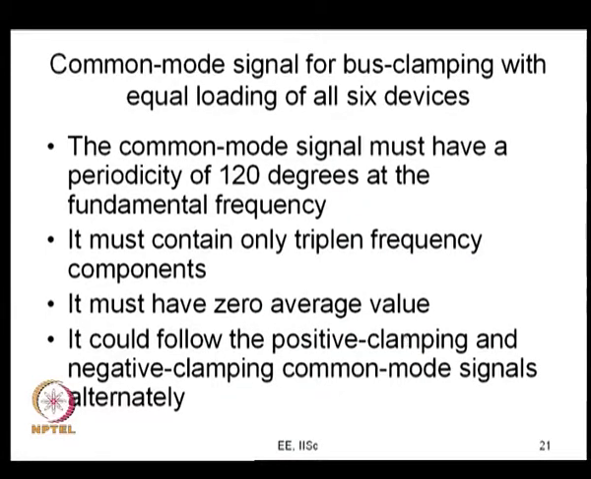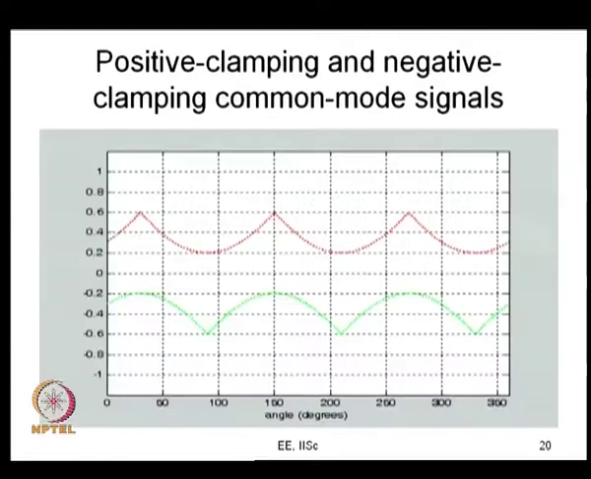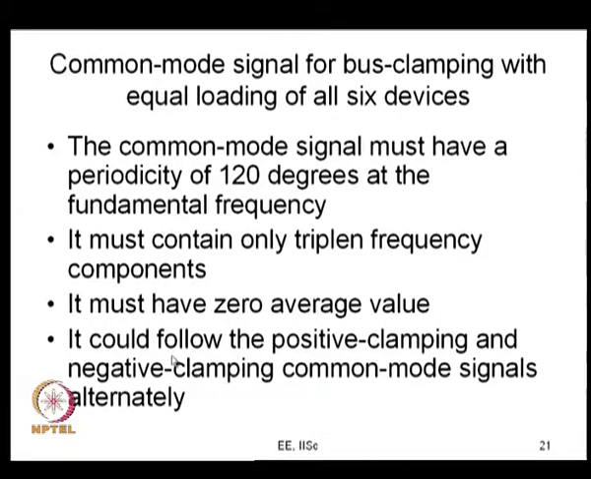So, the average value of that should be 0, that is, sometimes you must follow the positive common mode signal, sometimes you must follow the negative common mode signal, and you should go between the 2 such that the average value is 0. The average value of 0 will ensure that the loading of the top and the bottom devices are equal. So, it could follow the positive clamping and negative clamping common mode signals alternately, such that the value is 0.